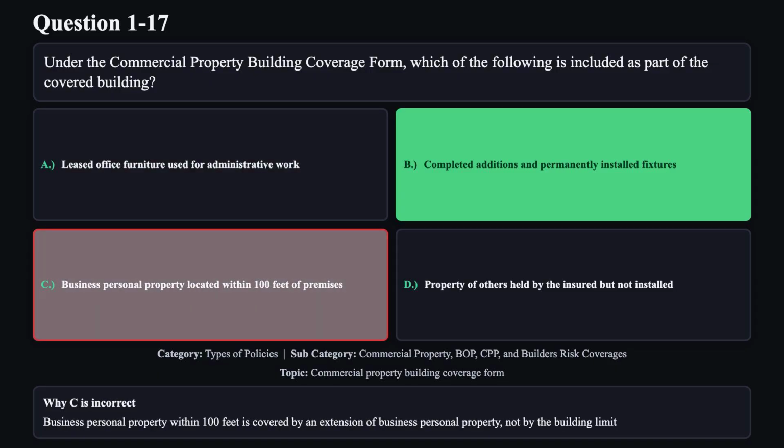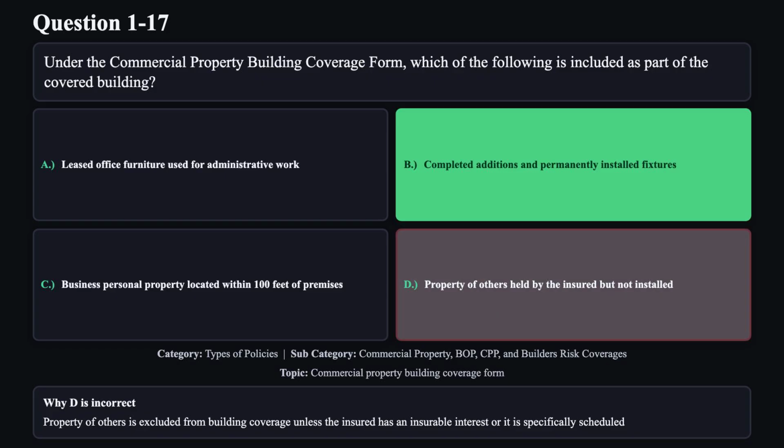Reason C is not correct. Business personal property within 100 feet is covered by an extension of business personal property, not by the building limit. Reason D is not correct. Property of others is excluded from building coverage unless the insured has an insurable interest or it is specifically scheduled.